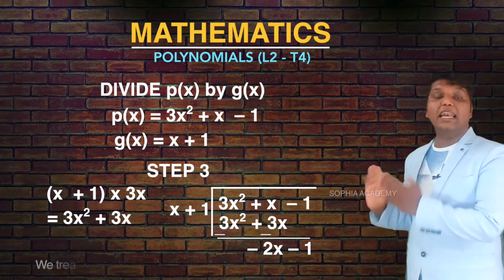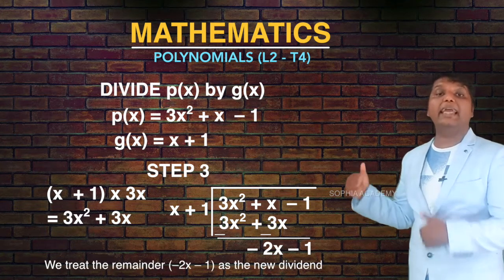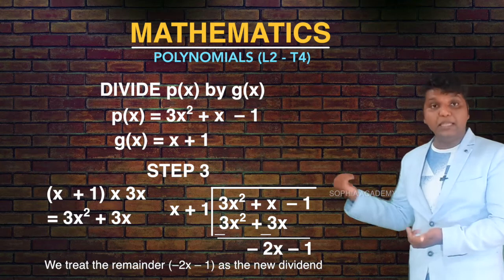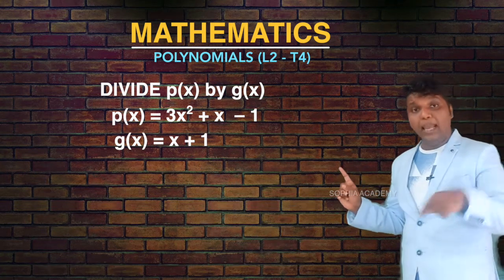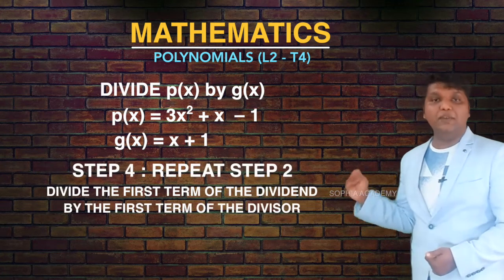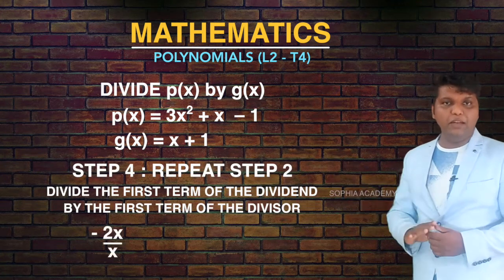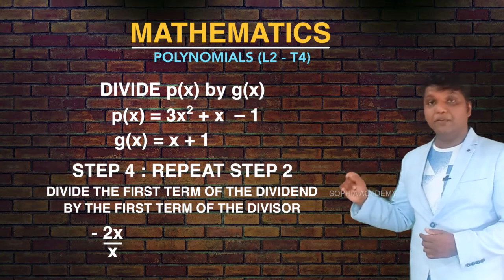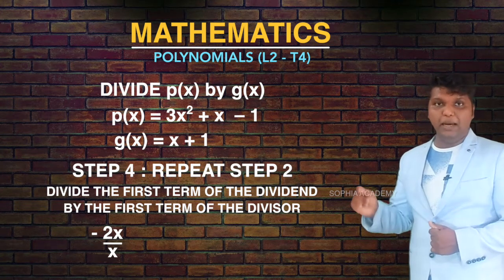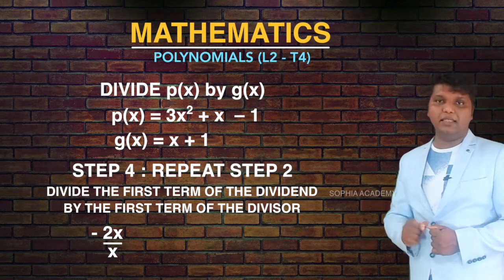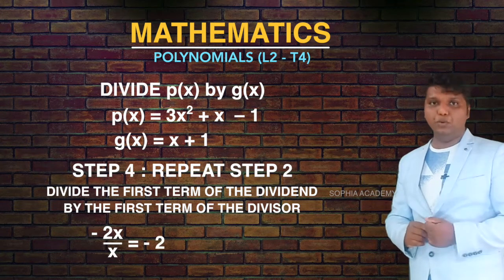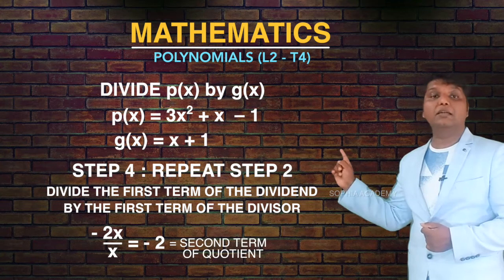This is the next dividend. We are going to consider this again as a dividend. This will be the second dividend. And forget not, now you got this one. Now again we are going to repeat the same process. Take the first term of the dividend, take the first term of the divisor, divide them together. Here the first term of the dividend is minus 2x. First term of the divisor is x. Minus 2x divided by x. X and x will get cancelled, minus 2. And that will be the second term of your quotient.